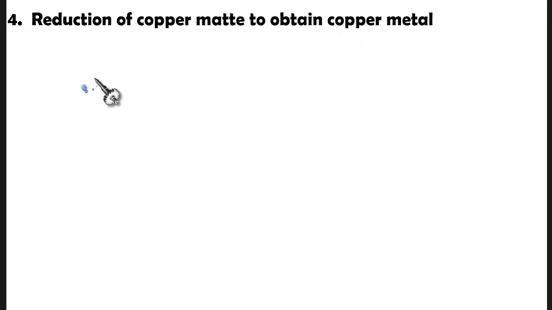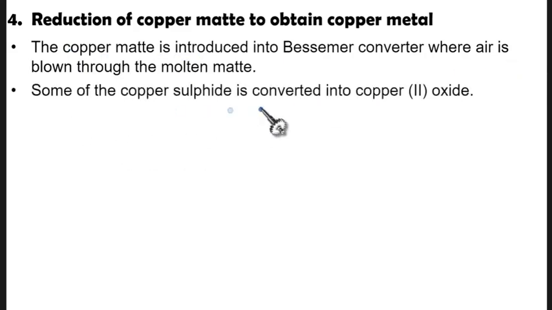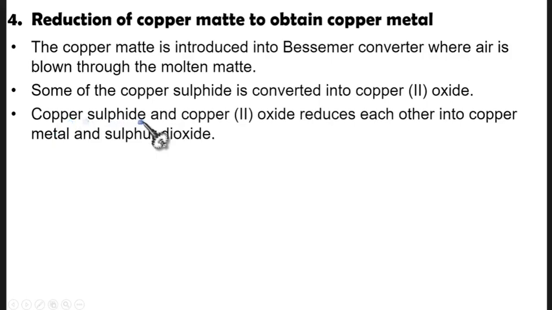Here, you should know that the copper matte is introduced into a Bessemer converter where air is blown through the molten matte. Some of the copper sulfide is converted into copper(II) oxide. Remember, copper matte is a mixture of copper sulfide and iron sulfide. So that copper sulfide during this process is converted into copper(II) oxide. Then copper sulfide and copper(II) oxide reduce each other into copper metal and sulfur dioxide.